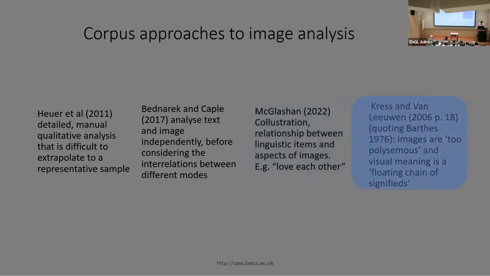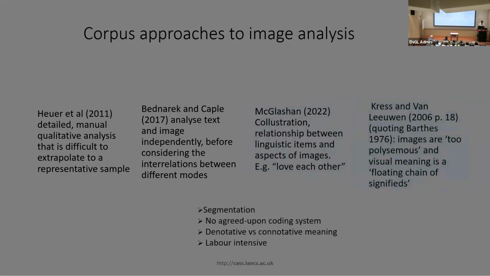Now, Chris and Van Leuven have noted difficulties in using a coding system for images. They say images are too polysemous. A visual meaning is a floating chain of signifieds. And they note other issues as well, the fact that there's no agreed upon coding system. The task of looking at images and coding them can be very labor intensive. And images can have both a denotative and connotative meaning. So the approach I take in this study, to an extent, resolves some of these issues. It offers an automatic tagging system, which is fast, reasonably accurate if you tweak it a bit. And I wanted to use this system to see whether or not it was feasible to create and then analyze a multimodal corpus.